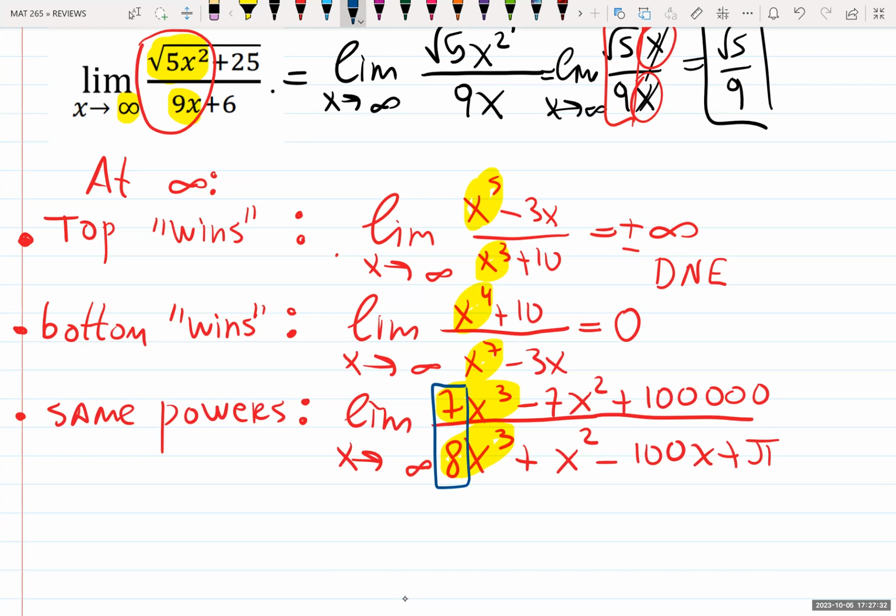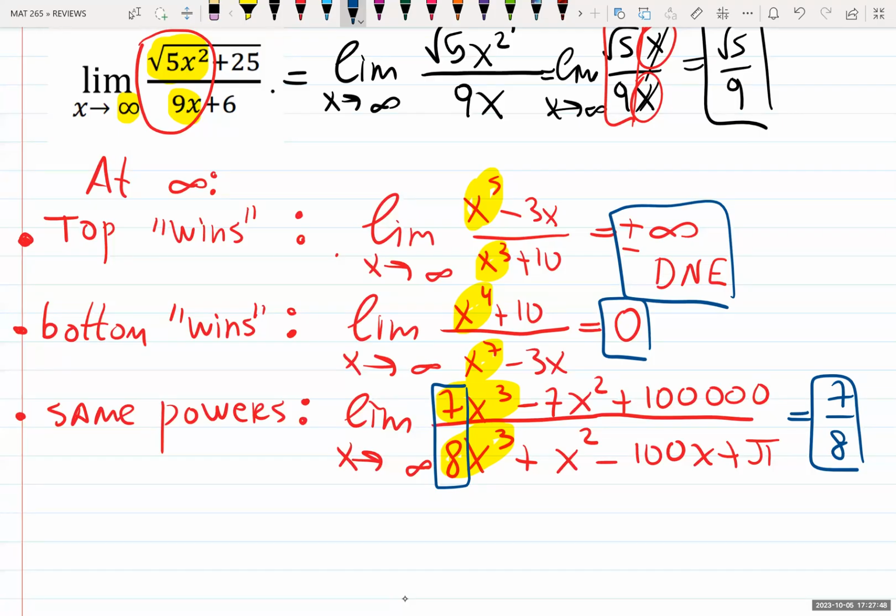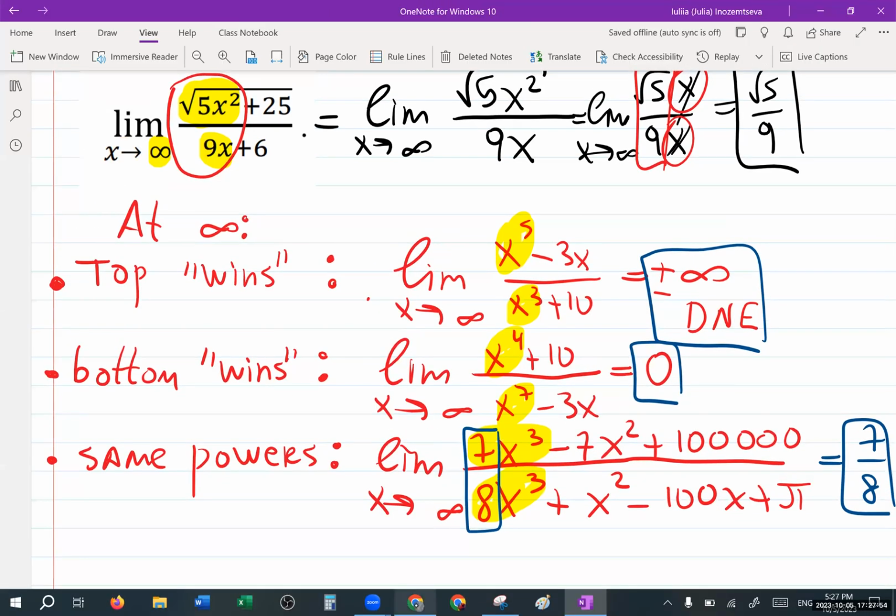But since each of them has some kind of rate in front of it, the ratio will be the ratio of those leading coefficients, like so. So here are your 3 examples. Top wins, bottom wins, same powers. At infinity, of course. That is my review. So review these limits. There are more like this in your homework.